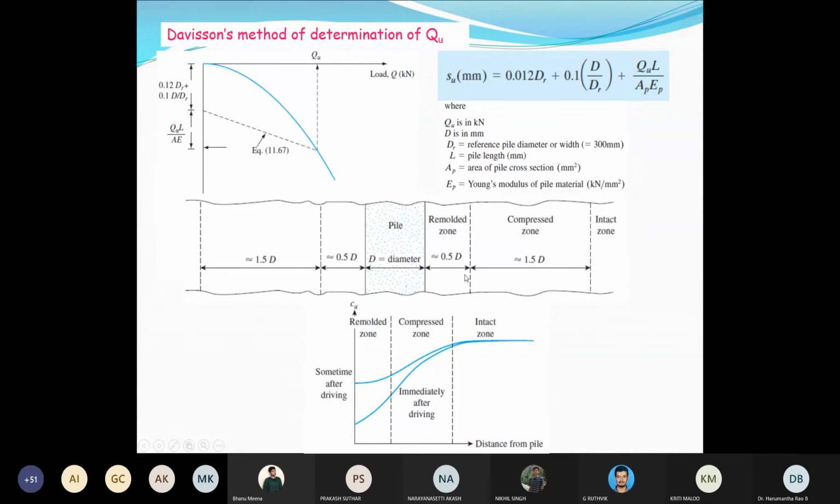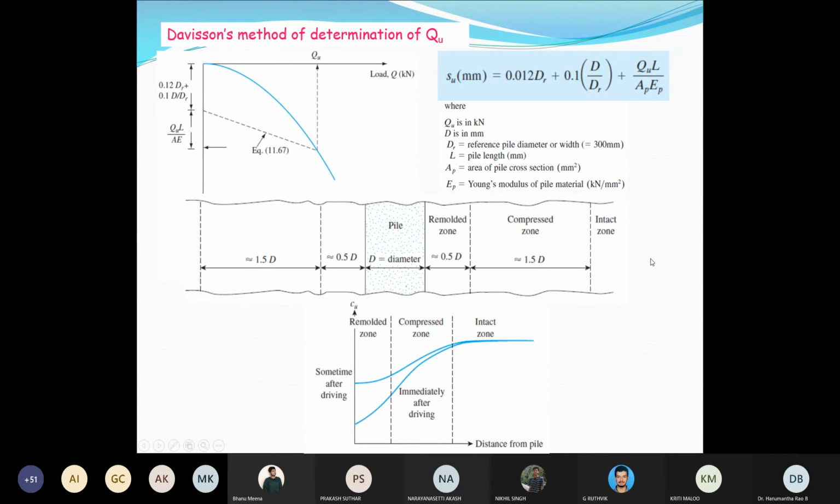After that, the zone is called a remolded zone. After the remolded zone, the soil in the lateral direction up to another 1.5 times the diameter of the pile, 1.5 D, undergoes compression. Up to 0.5 D it goes to the remolded state, and up to 1.5 D it undergoes compression.